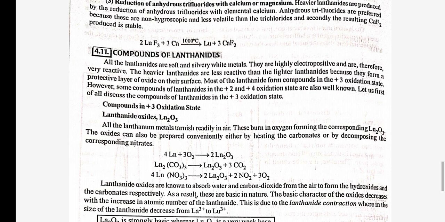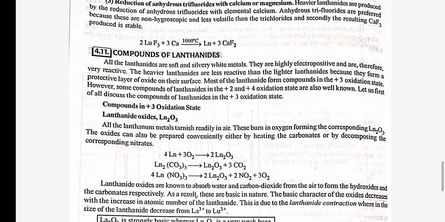Compounds of the lanthanoids. All the lanthanides are soft and silvery white metals. They are highly electropositive and reactive. The heavier elements are less reactive than the lighter lanthanides because they form a protective layer of oxide on their surface. Most of the lanthanides form compounds in the +3 oxidation state. However, some compounds of lanthanides in the +2 and +4 oxidation states are also well known.